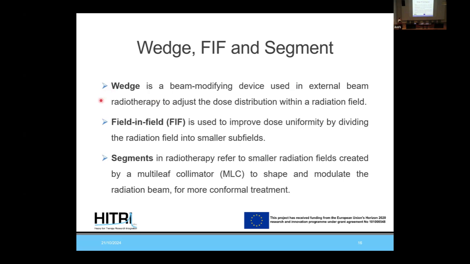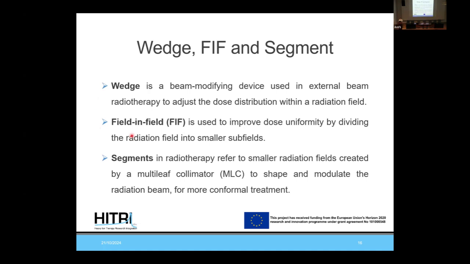So, a wedge is a beam modifying device used in external beam radiotherapy to adjust the dose distribution within a radiation field. Basically, we are using some material, a metal, so we can change the beam, how it will go inside the body, to the patient. And we are trying to do it so we can give the best dose to the PTV.